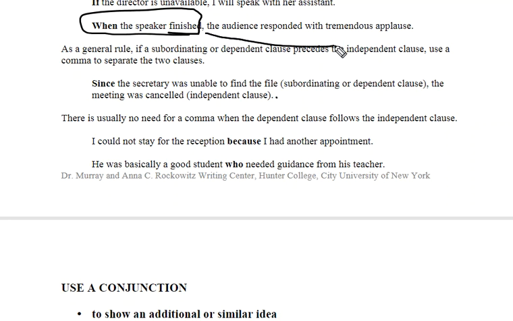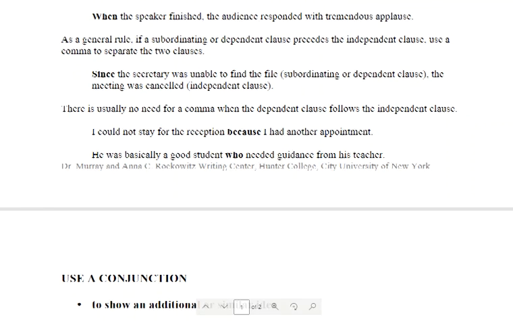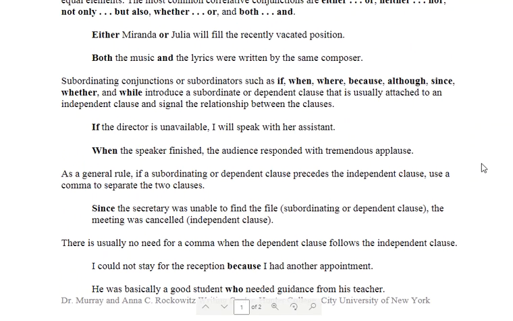This extra information is called independent because on its own it can stand. If we omit this, we still can understand this on its own. The audience responded with tremendous applause. We understand that the audience responded to someone with warm applause, maybe a standing ovation as well. So this is it for using subordinate conjunctions.